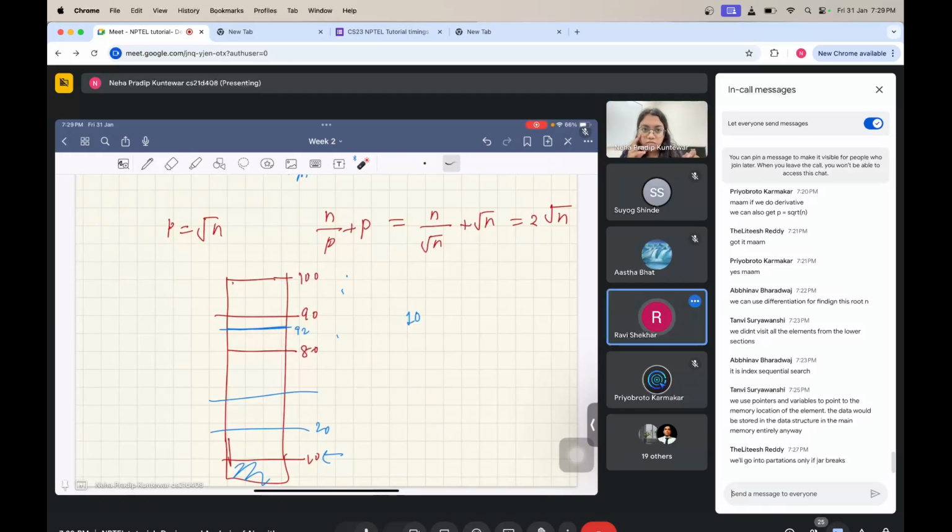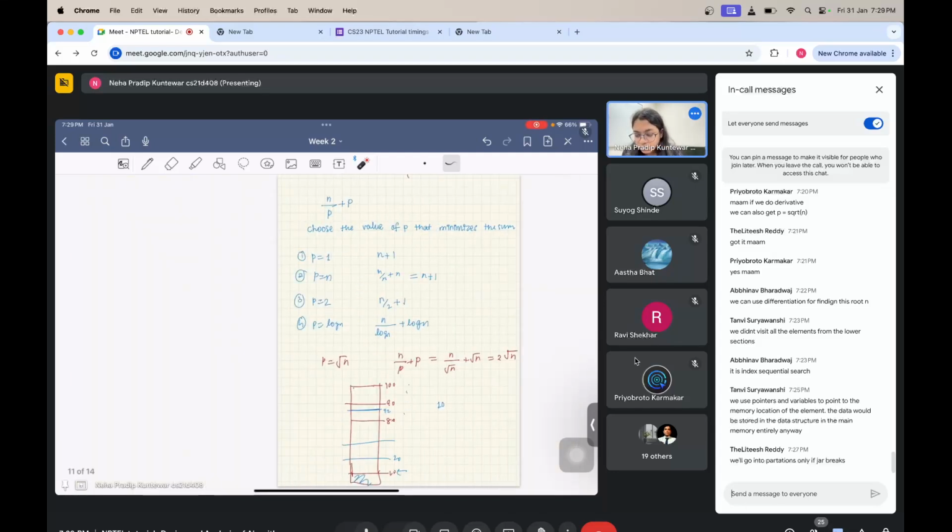Got it, ma'am. Ma'am, this entire thing, I just forgot. I got your point, ma'am. Actually, we were coming from binary search and the array was sorted itself. Yes, my mistake, ma'am. Thanks, Suyog and Ravi. Okay, so is this fine for all now?